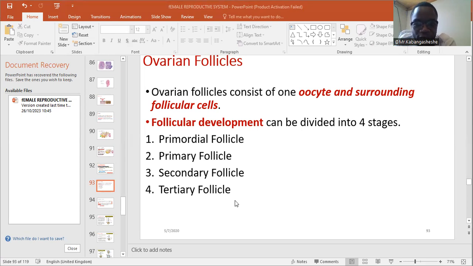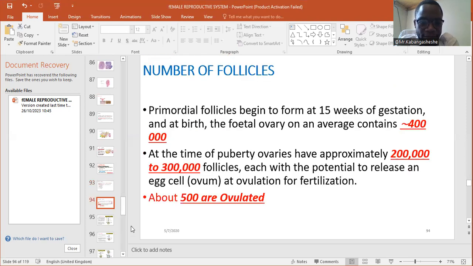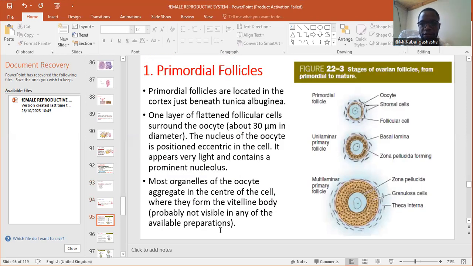So I was saying only one follicle will reach the stage of Graafian or tertiary follicle. The rest will undergo degeneration. And therefore, at any given time, we expect only one ovum to be ovulated from a single follicle that has reached maturation. So let's look at that process right now. Okay. So begin with a primordial follicle.